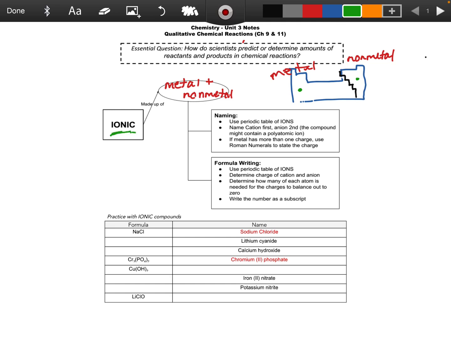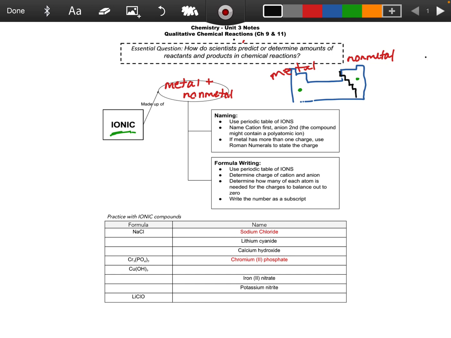So with ionic naming and formula writing, you have to use the positive and negative charges to write the formula. For the name, you would want to use your periodic table of ions to come up with the name. So we'll go through the examples at the bottom so you can add them into your notes.